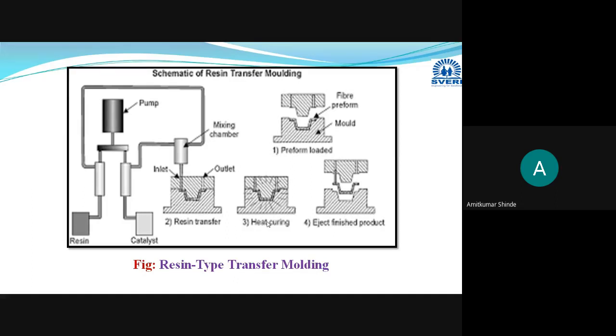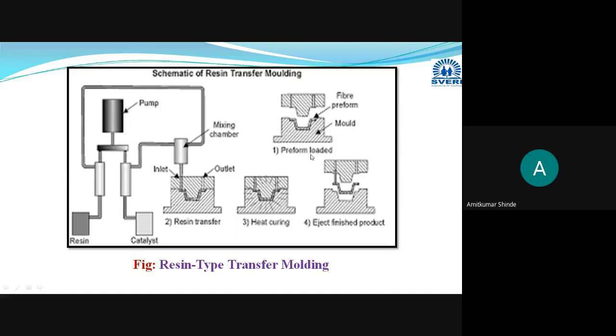Which consist of plastics, for that this resin type transfer molding process is used. Okay, here you can see this is the resin, and this is the catalyst. When catalyst is added, the process will be triggered or the rate of the process is accelerated. And one pump mechanism is used. With the help of this pump, automatically the resin and catalyst will be transferred into this mixing chamber.